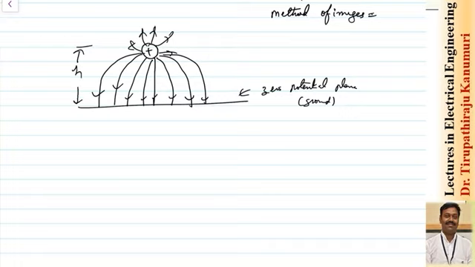So we assume that there is one more charge here, so that the analysis will be easy, which is having the same charge. If plus Q is there here, minus Q will be there here. So this is called the image charge. Just by using the image charge in the calculation, we can easily calculate the effect of earth on the capacitance.